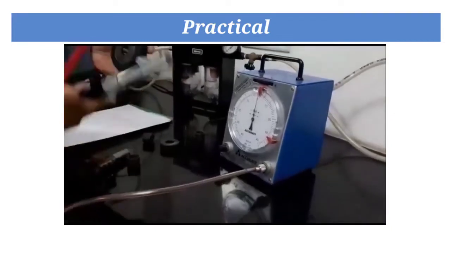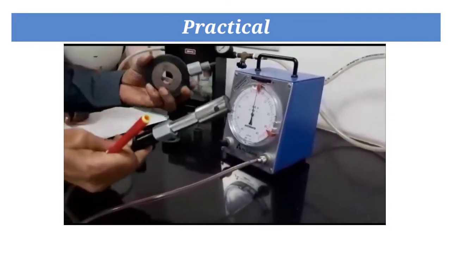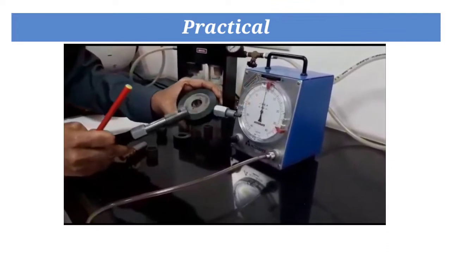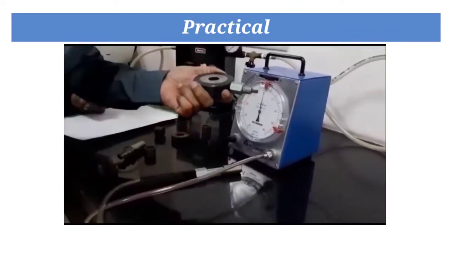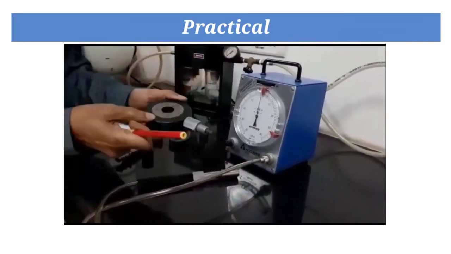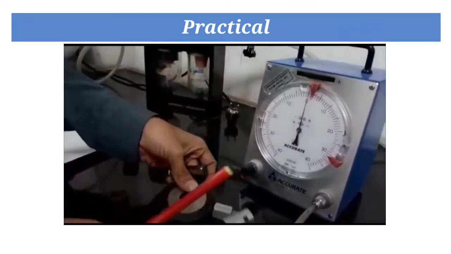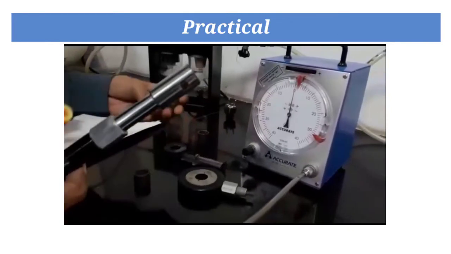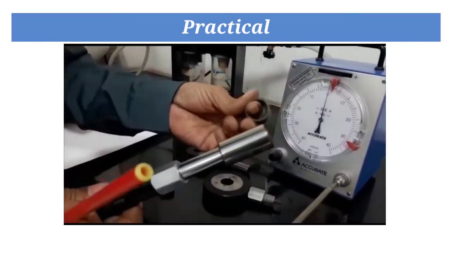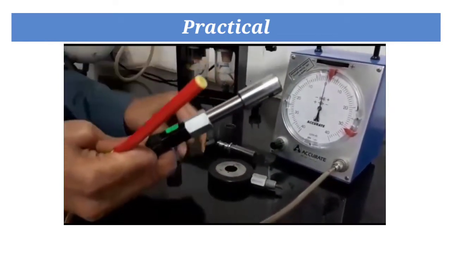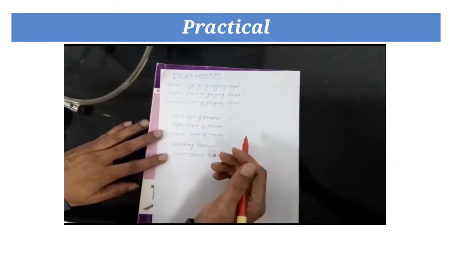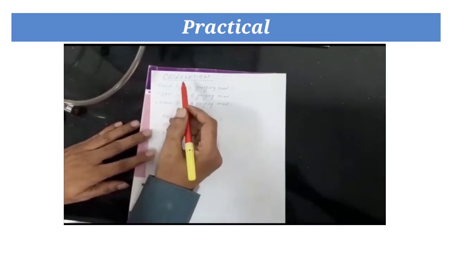Now we are having a plug gauge, and this one is the ring gauge, and this ring gauge is used to measure the outer diameter. And when I am using the plug gauge, it means that I can measure the internal diameter of the component very precisely. Before starting the practical, we need some observations.